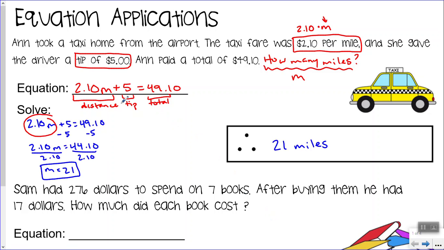Alright, so we start by circling our variable group. We start outside the circle, we subtract 5 from both sides, and we get 2.10m equals 44.10. Remember that when we have the number next to the variable, this is multiplication. So we undo that multiplication with division, and we get m equals 21. Anytime we solve a word problem, we want to make sure we include the units with our answer, so we want to say 21 miles.